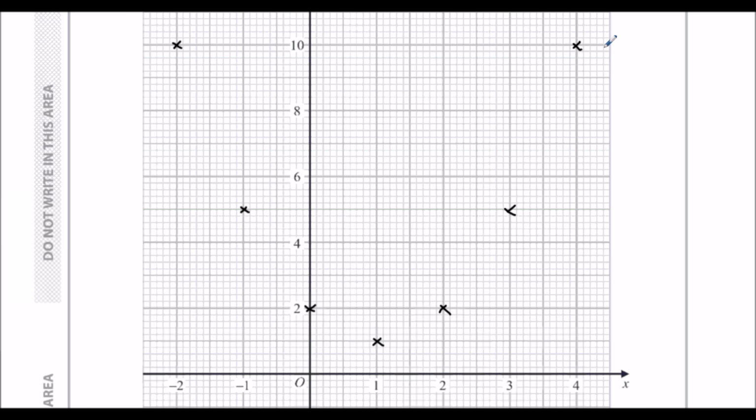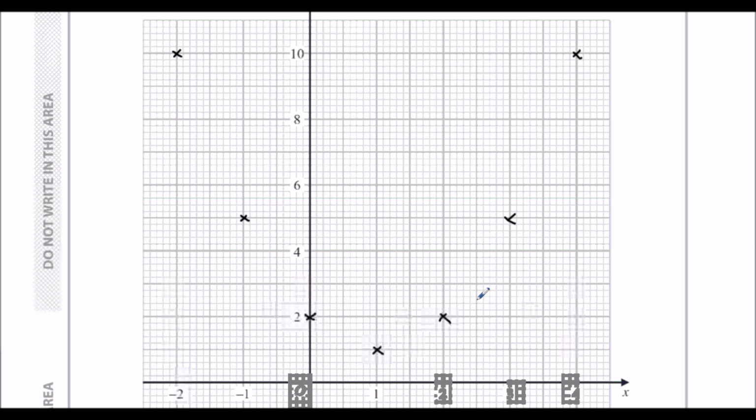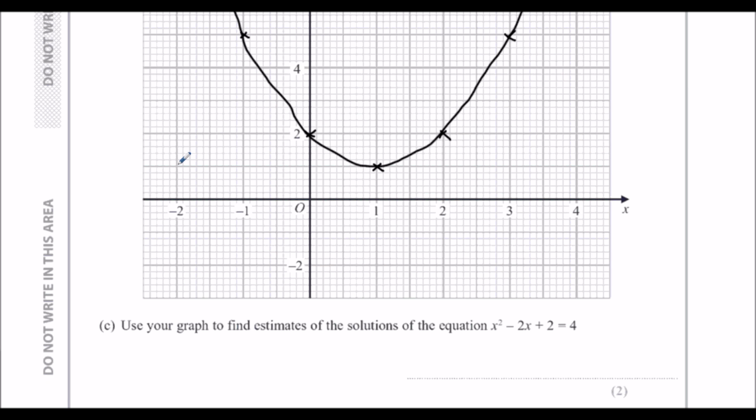Now we've plotted the coordinates, we need to join them up with a smooth curve. So not straight lines, not using the ruler, with a smooth curve to join these points. And there's a part C.